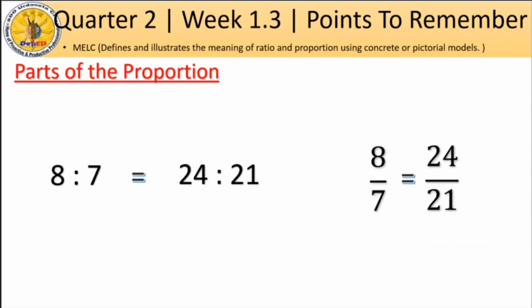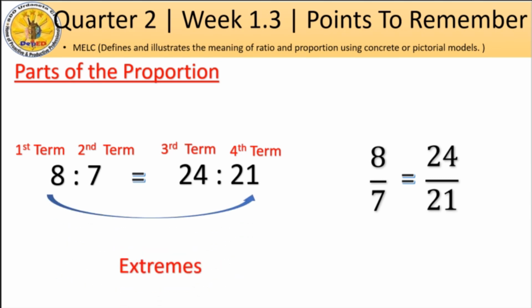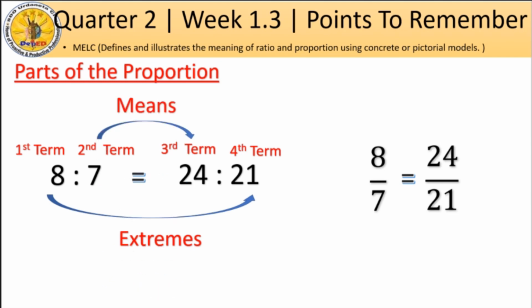There are parts of a proportion. The first ratio contains the first term and the second term, while the second ratio contains the third term and the fourth term. The first term and the fourth term are also called the extremes, while the second term and the third term are also called the means. In this example, the first term is 8, the second term is 7, the third term is 24, and the last term or the fourth term is 21.